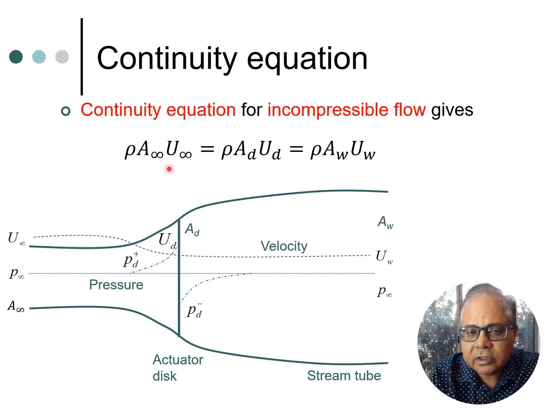So essentially the continuity equation lets you relate the velocities and the cross sections at these three locations, that is far out in front of the rotor disc, at the rotor disc, and far downstream of the rotor disc. That's the first equation we are going to use later in this lecture series.